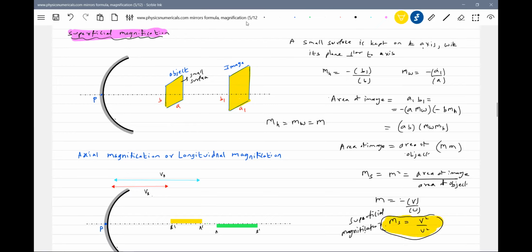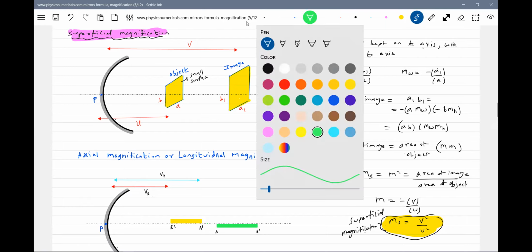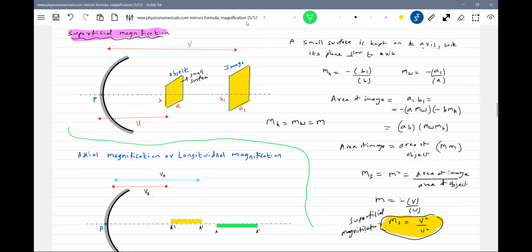What are V and U? Sorry, where do you indicate V and U? I had to show that also. So the U will be the object distance. This will be the image distance. All the distances should be measured from the pole. A small surface will be kept with its plane normal to the axis. Then we define the magnification, like superficial magnification. We do define like this. Okay, this is what we discussed for superficial magnification.